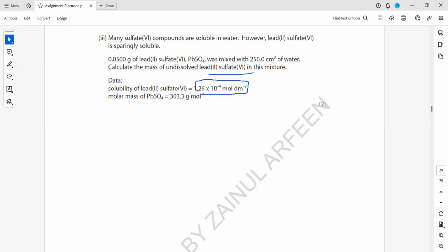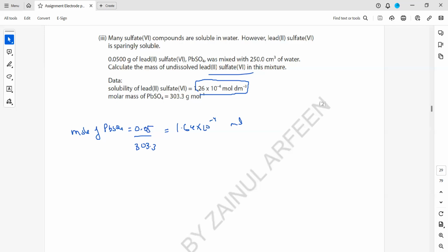So first we'll find the moles of lead sulfate. Moles equal mass in grams, 0.05, divided by molar mass, which is 303.3. These are the moles which were added. So 0.05 divided by this will give us 1.64 × 10^-4. Like these are the total moles.